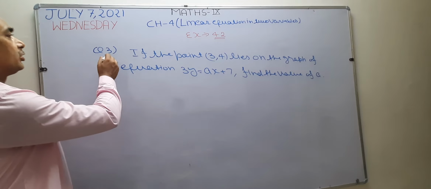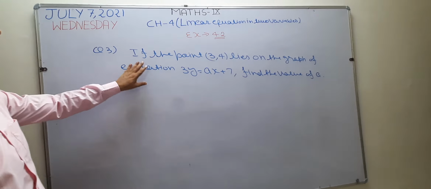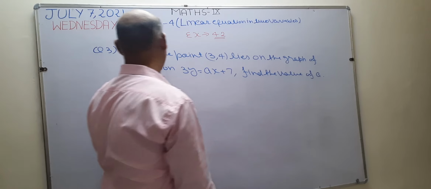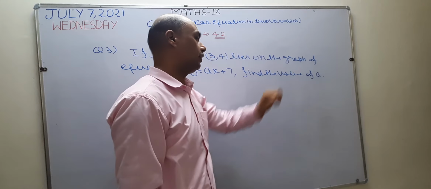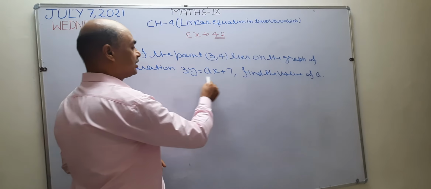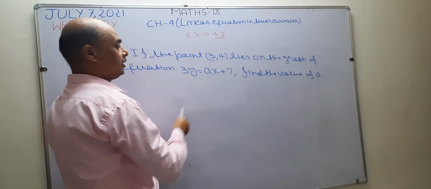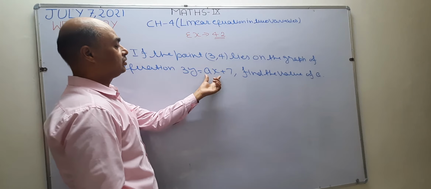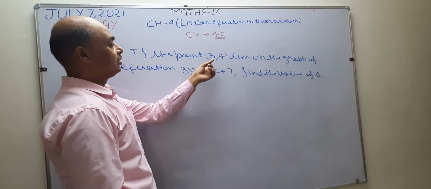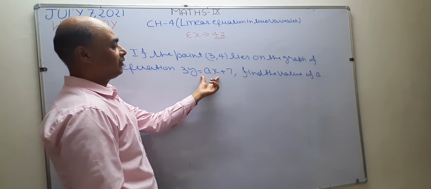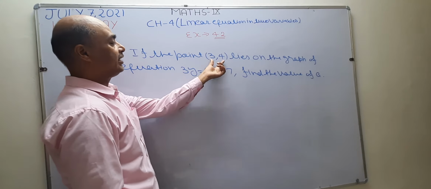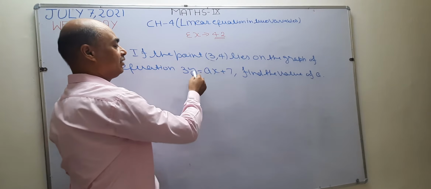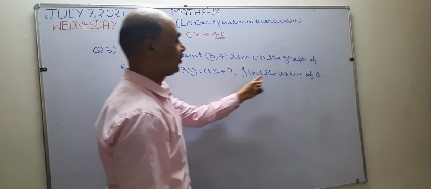Now I am going to solve question number 3 of exercise 4.2. Read the statement. What is given? If the point 3, 4 lies on the graph of the equation this, find the value of a. It means when we are going to draw the graph of this linear equation, this point is going to satisfy this equation. This point is going to lie on the graph of this equation. It means these are the solution of this equation. When these are the solution of this equation, so I am going to write the value of x equal to 3 here and value of y 4 here. After putting x and y value in this linear equation, I am going to find the value of a.